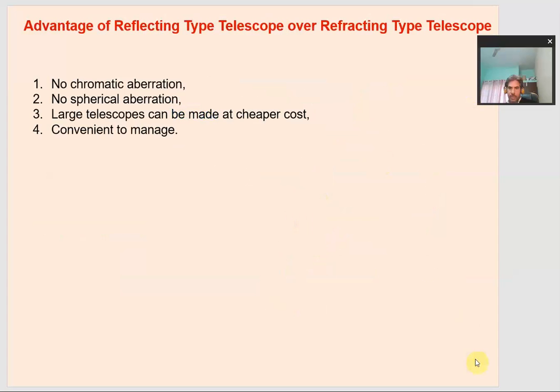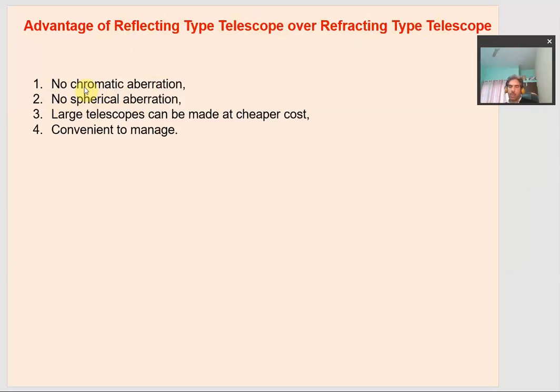So there are advantages of using reflecting type telescopes over refracting type telescopes. On using reflecting type telescopes, there is no chromatic aberration. However, in case of refracting type telescopes, there is chromatic aberration. The second point is that there is no spherical aberration whenever we make use of a reflecting type telescope. Both of these aberrations, or errors, arise due to the refraction of the light.